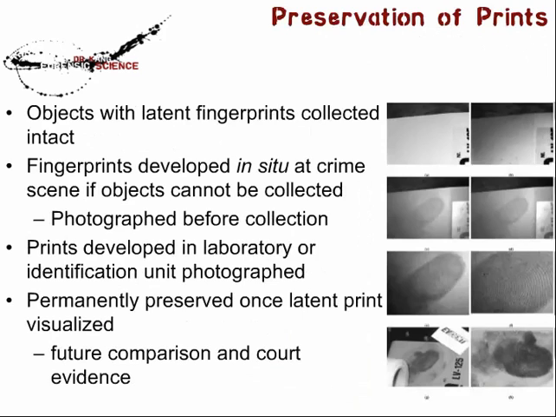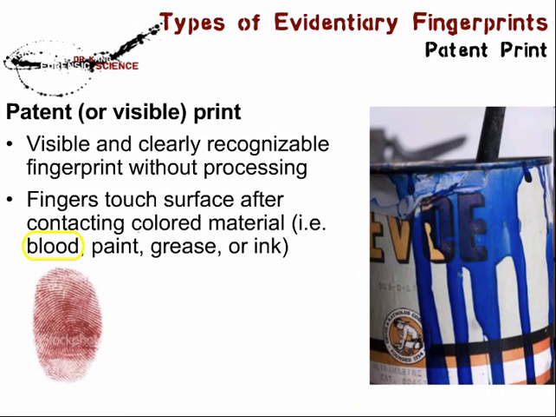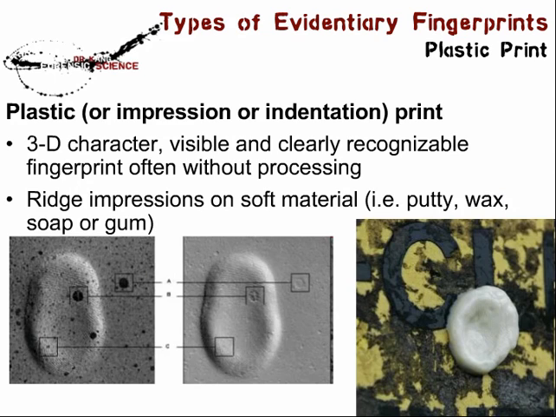Fingers touch a surface after the friction-ridged skin has been in contact with colored materials such as grease, dark oil, dirt, paint, or even blood. Plastic prints, alternatively known as impression or indentation prints, are recognizable fingerprint indentations in a soft receiving surface such as putty, soap, and gum. They have a distinct three-dimensional character and often require no further processing.